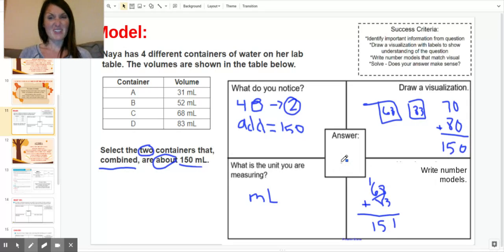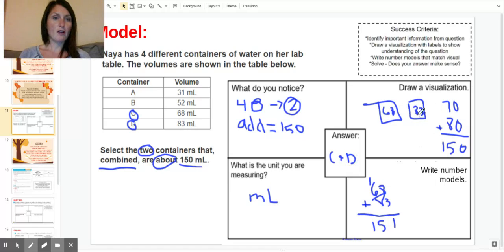So my answer is going to be these two. So it would be not the numbers that it wants. It says which containers, right? Which containers? What are the names of the containers? A, B, C, D. So I wanted 68, which is container C, and then the 83, which is container D. So I'm going to click here, C and D.